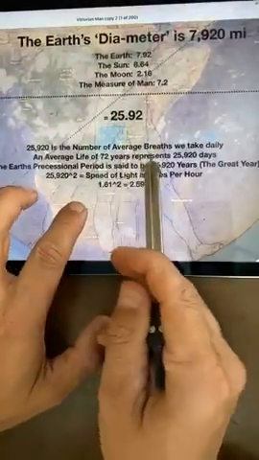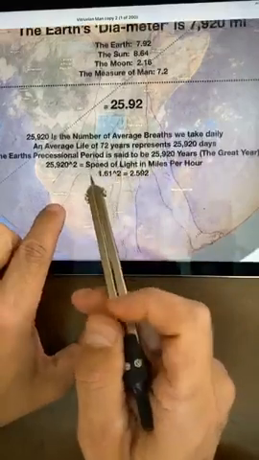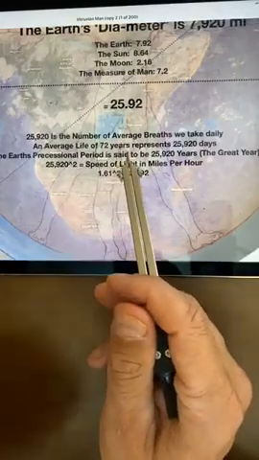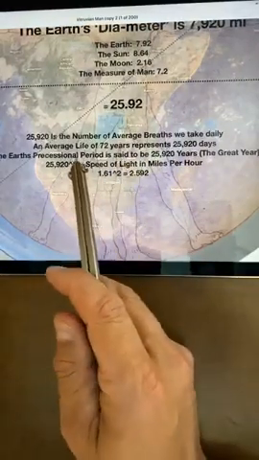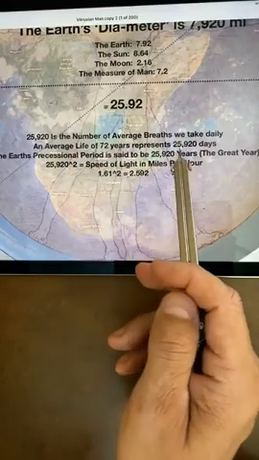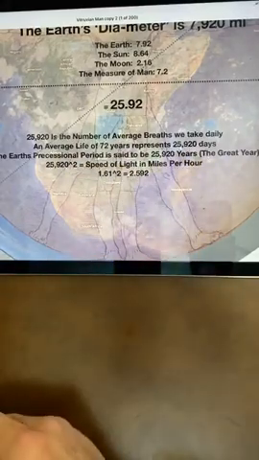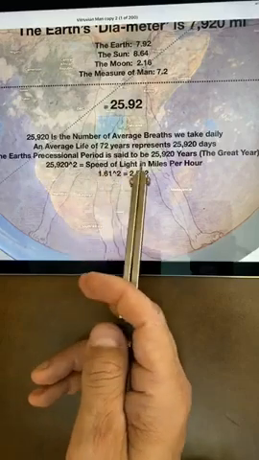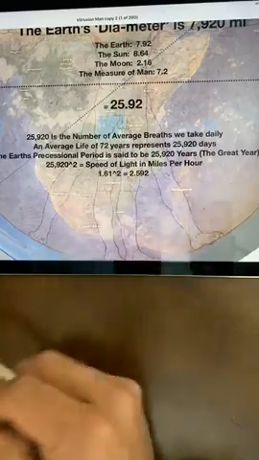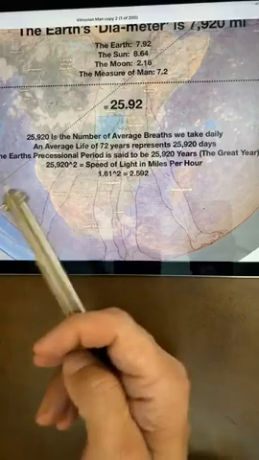25,920 is the number of average breaths we take daily. We take a breath about every 3.3 seconds. An average life of 72 years represents 25,920 days. The Earth's precessional period is said to be 25,920 years. That's the Earth's wobble, right?